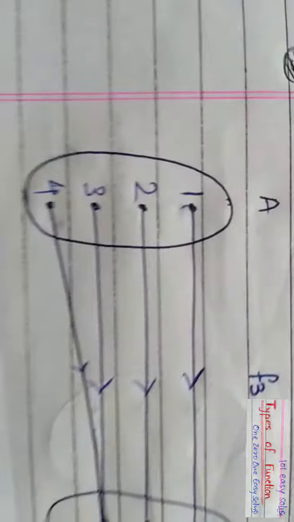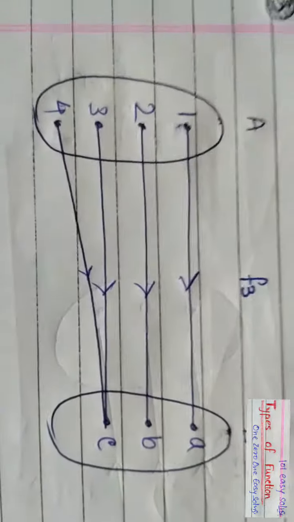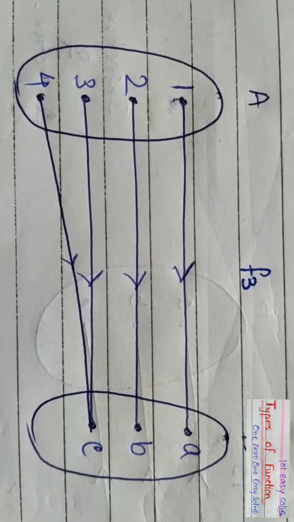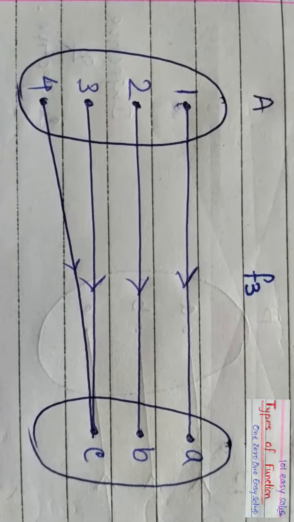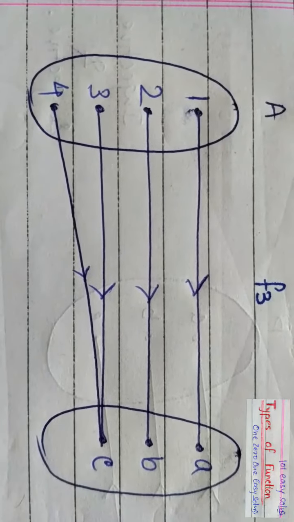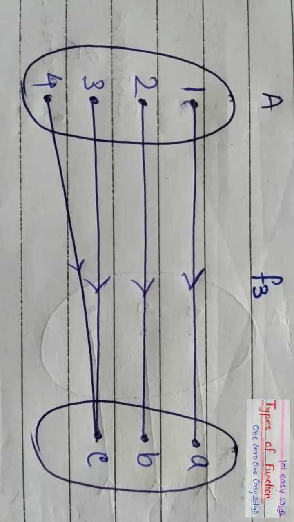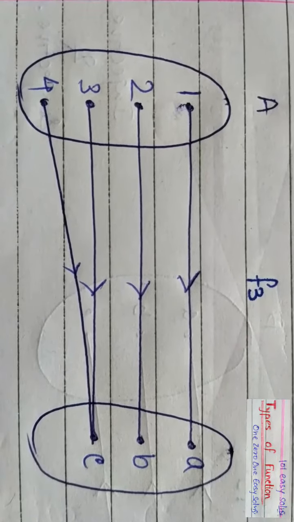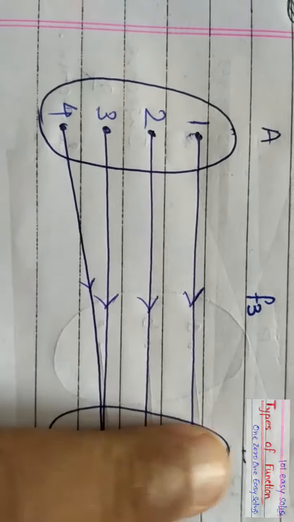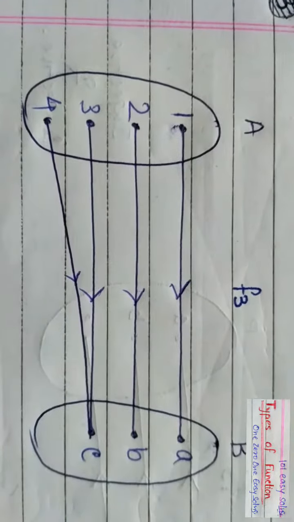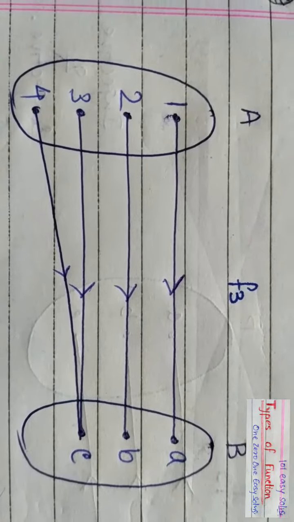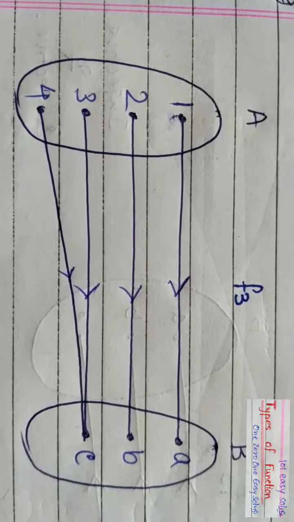Okay, let us go to the third one, the function f3 from A to B. Here the members of A are 1, 2, 3, 4 and the members of B are a, b, c. Here the image of 1 is a, the image of 2 is b, but the images of 3 and 4 are c only. So more than one member of A has the same image, that is c, in set B. So two members of set A have the same image in set B.